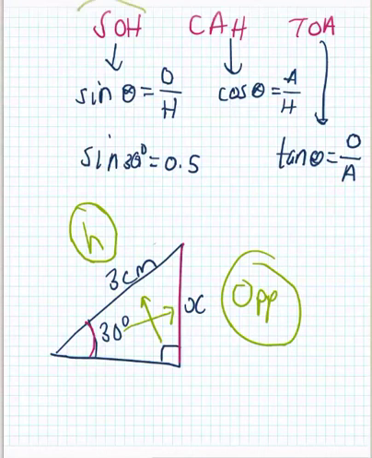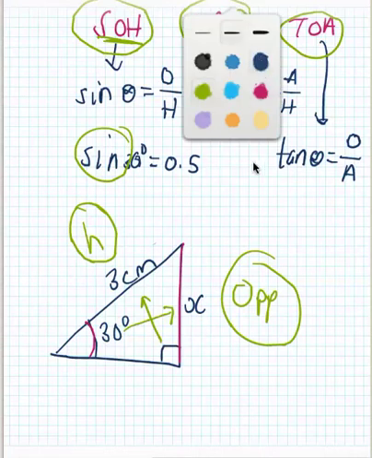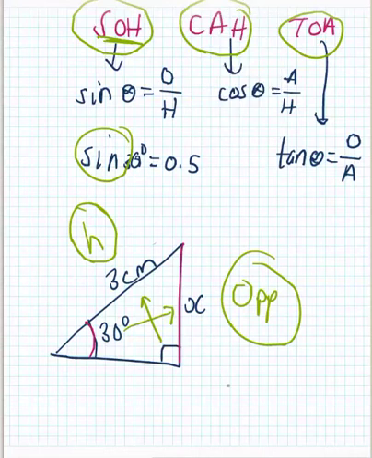Out of these three trigonometric ratios, which one has O and H in it? We can see it's the sine one, so this is the one we're going to be using, sine. Part of our working out is now to write down the formula that you'll be using. So we're using sine. We can see the angle is 30, but before we put 30, just put the theta symbol because we're writing the formula out.